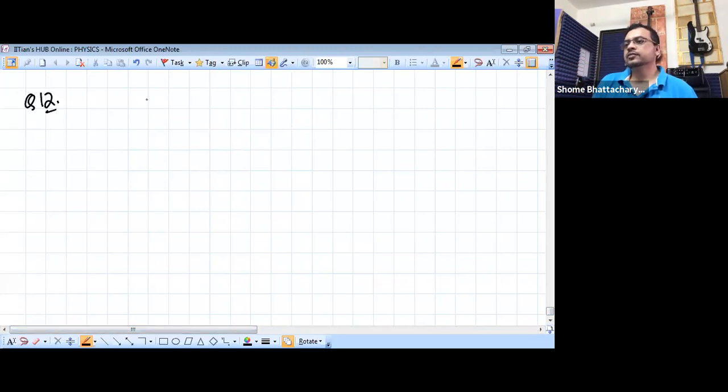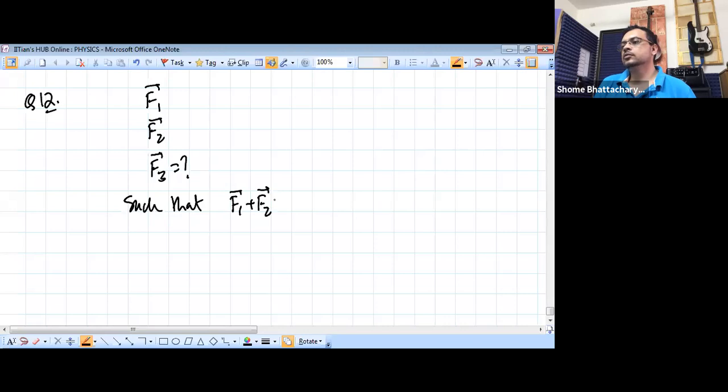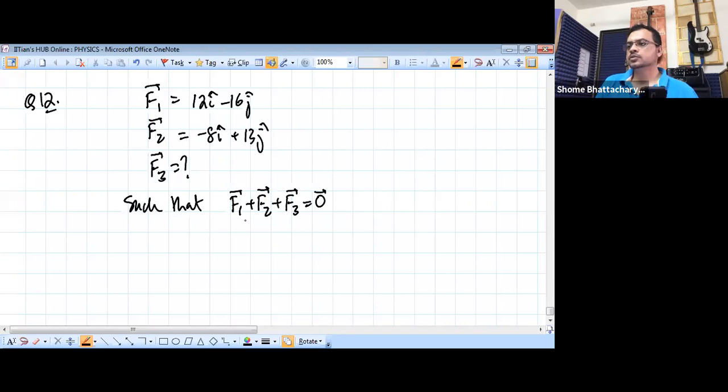So question 12, F1 and F2 are given to you, and F3 is asked such that F1 plus F2 plus F3 should be 0. All you have to do is add them up and find out the value of F3. So in this we only have to do component algebra. So F1 is 12 minus 16 and F2 is minus 8 plus 13. So substitute this over here.